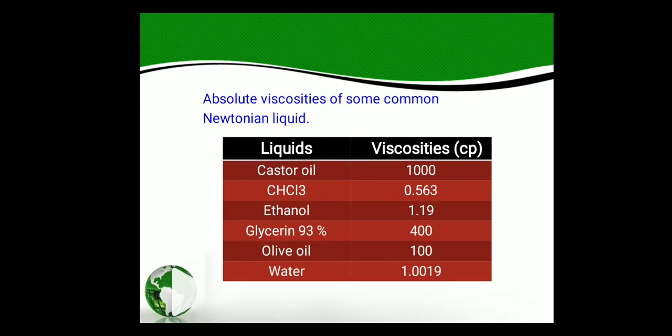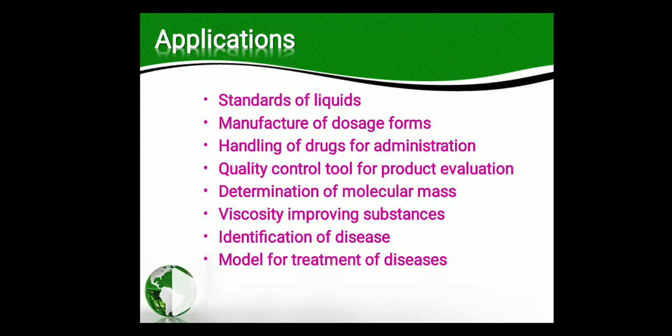Here are some examples of absolute viscosities or kinematic viscosities of some common liquids. For example, castor oil has a viscosity of 1000 centipoise, ethanol has a viscosity of 1.19 centipoise, glycerine has 400 centipoise, water has 1.0019 centipoise viscosity. So after the explanation of viscosity and kinematic viscosity, let's see where viscosity is applicable or useful in the pharmaceutical industry.